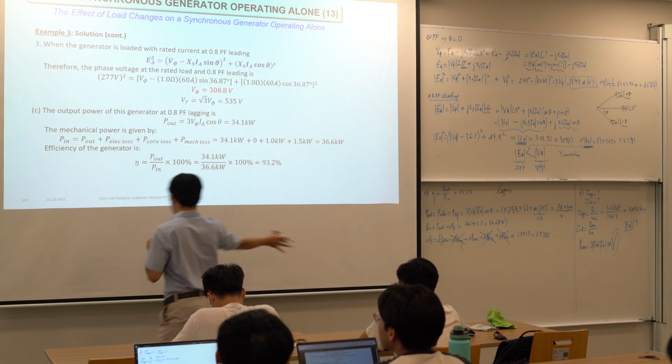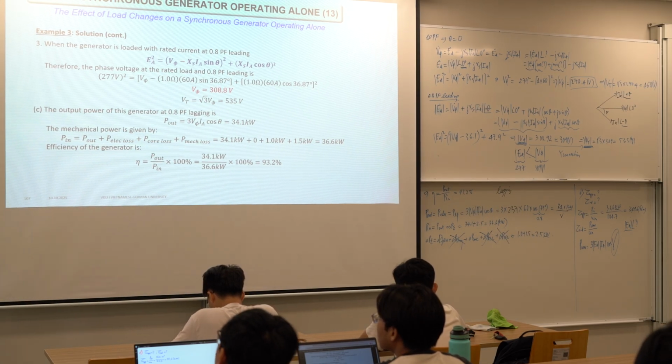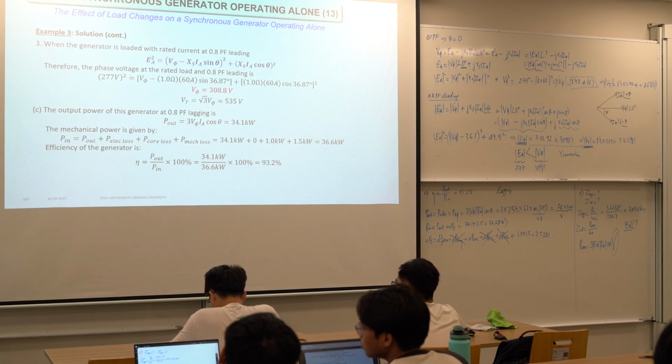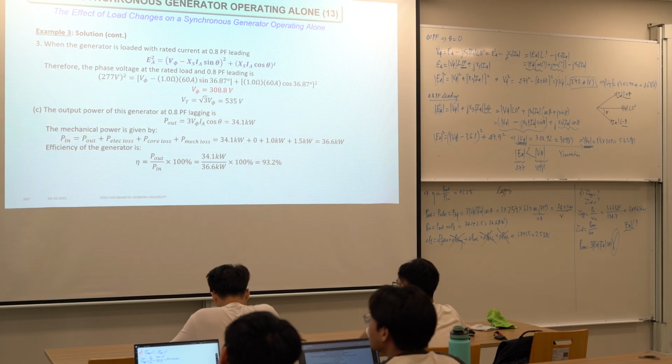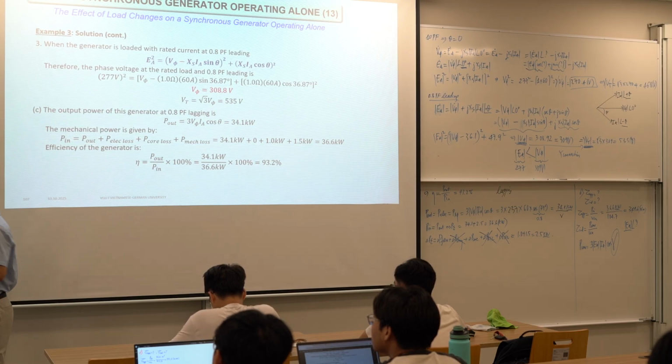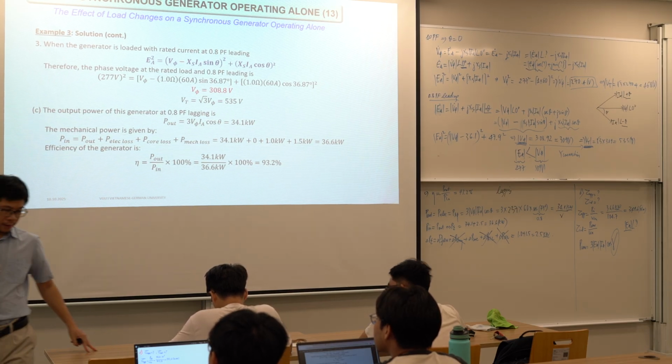Remind me, otherwise sometimes I make mistakes. So here you get what? Of course, this one is 277, but I don't know the phase angle. Please calculate.